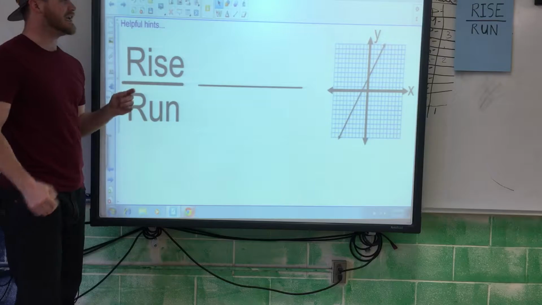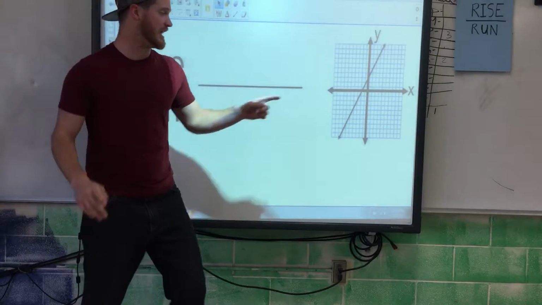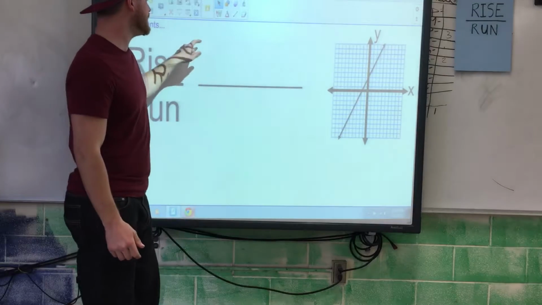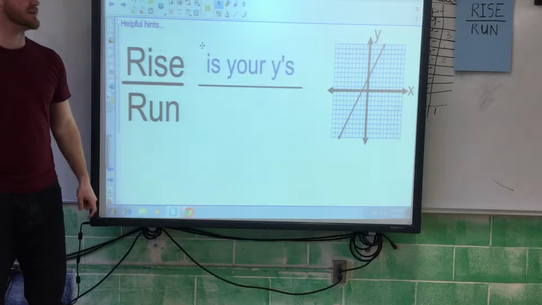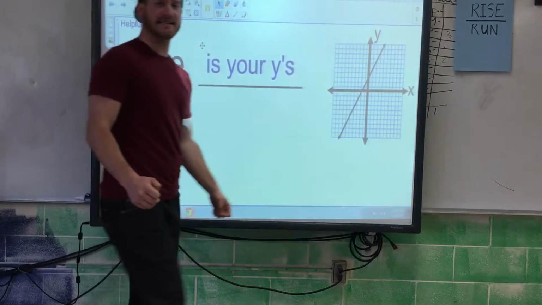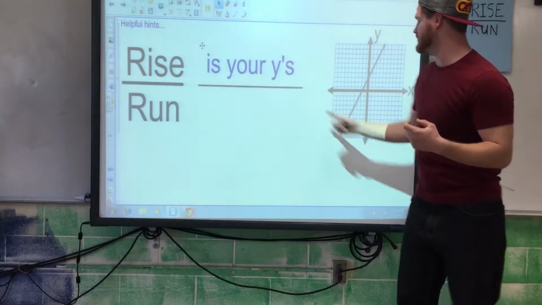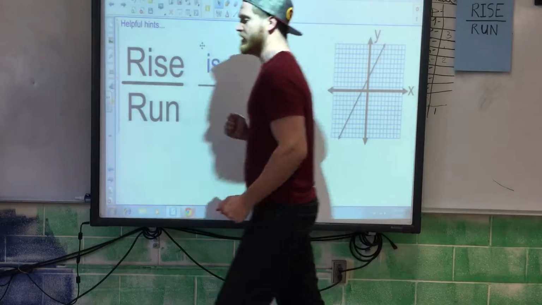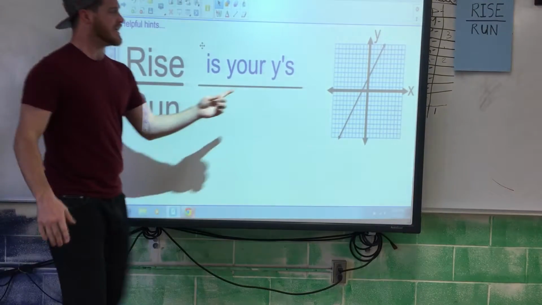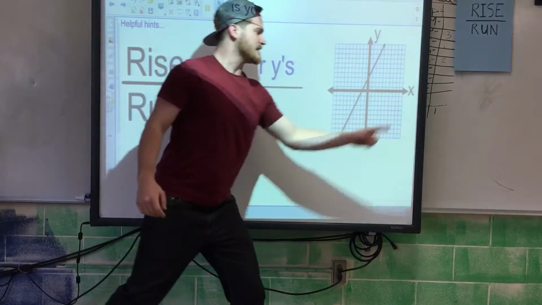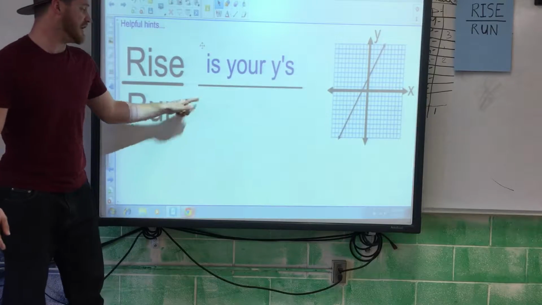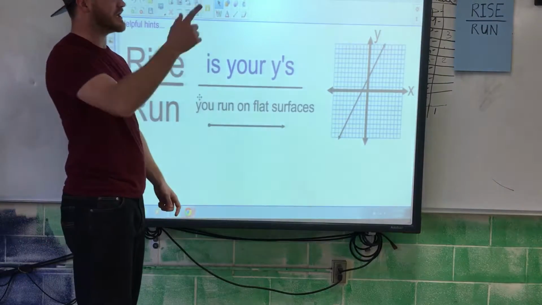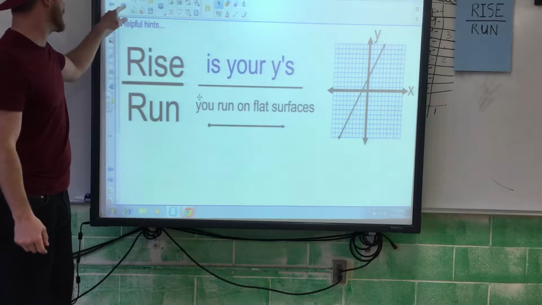Our rise, think about it. When we go up or down on a graph, you're dealing with your y-axis. So when you think about rise, you are dealing with your y's. The rise is your y's. You're dealing with the y-axis. And think about it. When you run on a surface, you're running straight across. When you think about the axis that goes straight across, that's your x-axis. So when you run, you go straight across. You can't run straight up and down, not even Spider-Man.